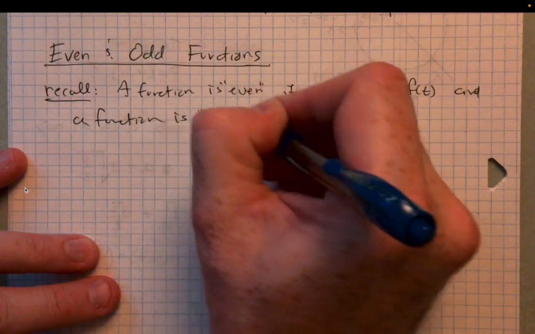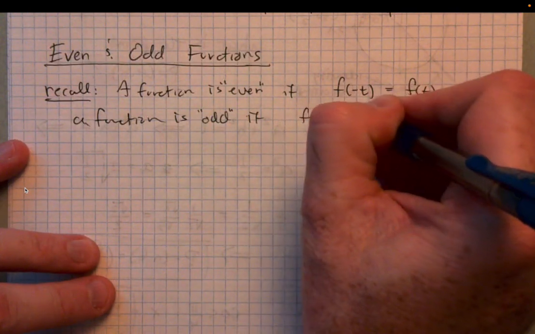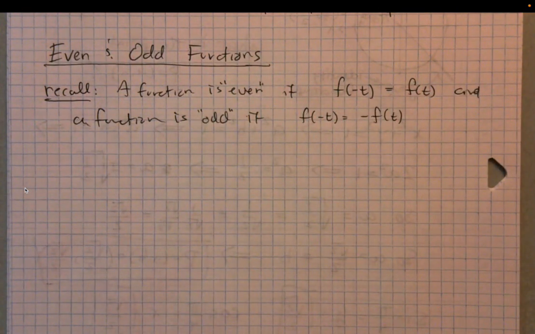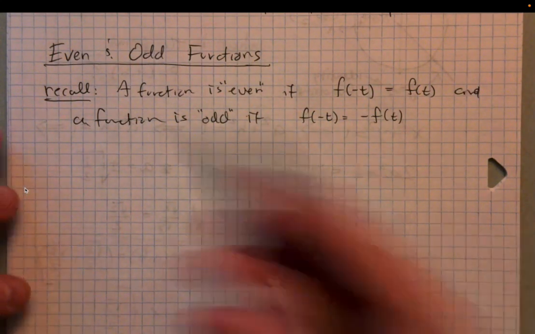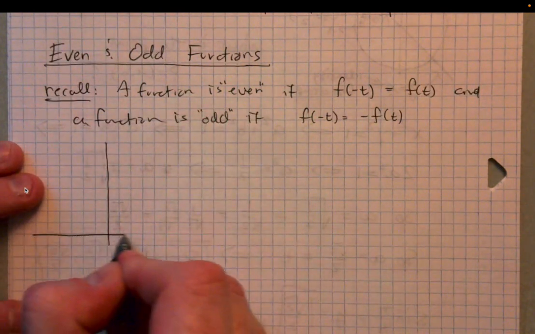It's odd if f of negative t equals negative f of t. Okay, so functions can be even or odd. And so just to help clarify this a little bit more, let's take an example of a function.